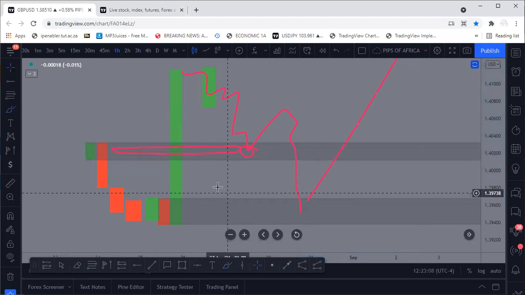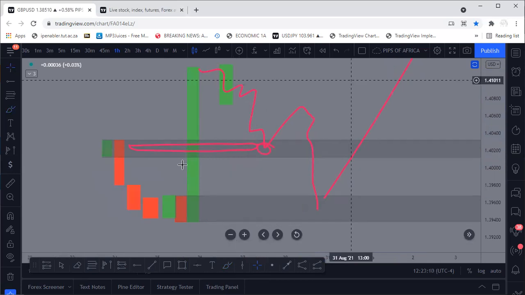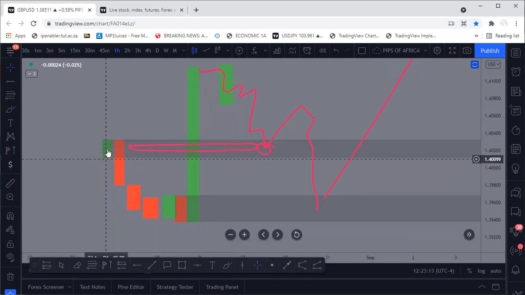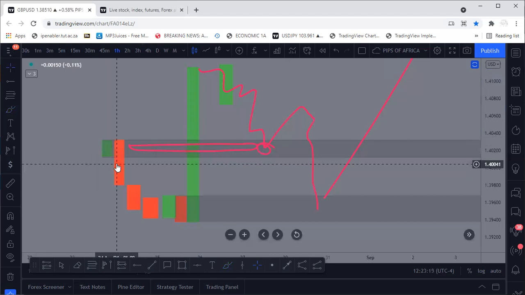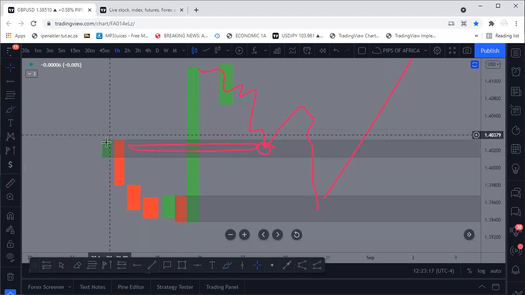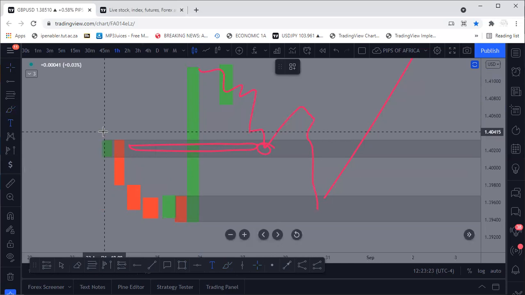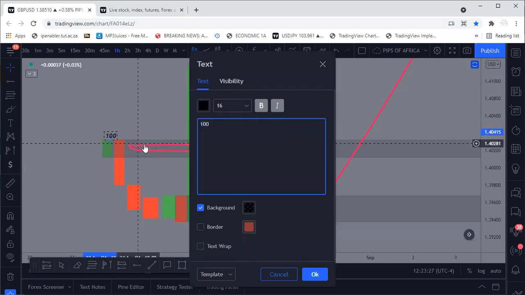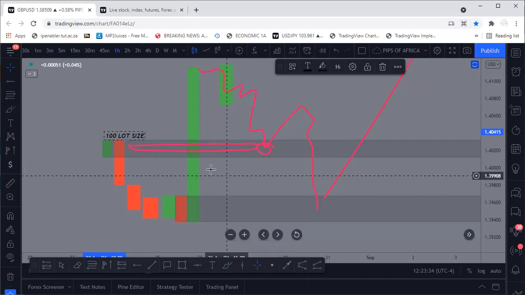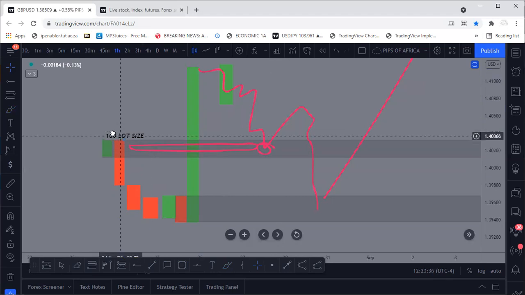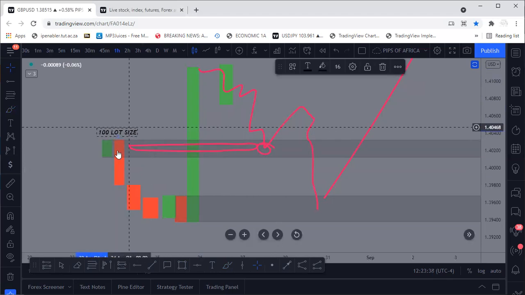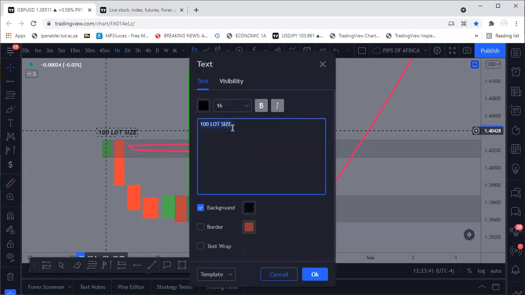It means that for the market makers to break this buy to sell order block, let's say maybe they used 100 lot size here. The lot size was 100, right? They used 100 lot size when they were introducing this bearish order block. Just an example.